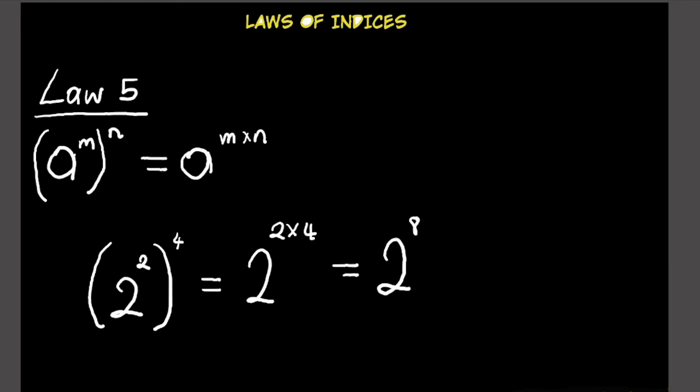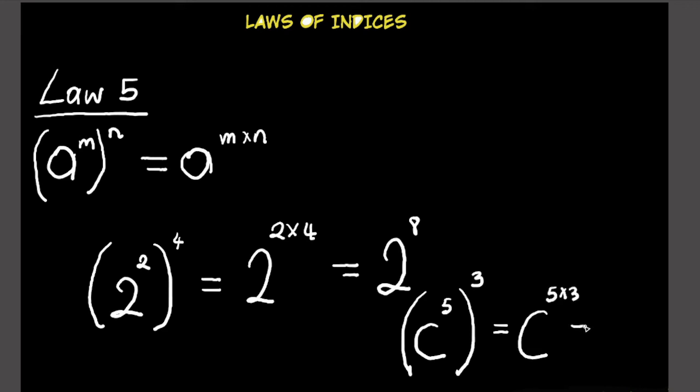Similarly, if we had a base, which is c, raised to the power of 5, all in bracket, raised to the power of 3, it would be equal to c raised to 5 times 3, which would be equal to c raised to the power of 15.